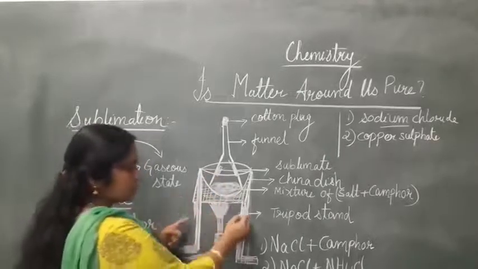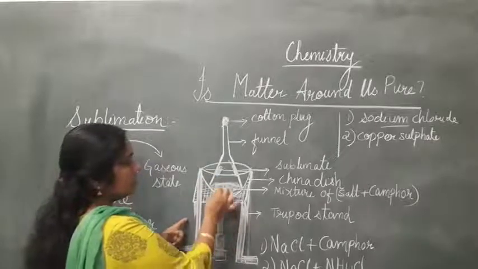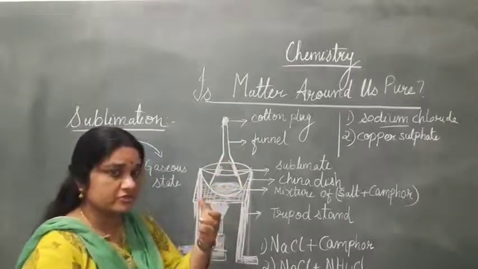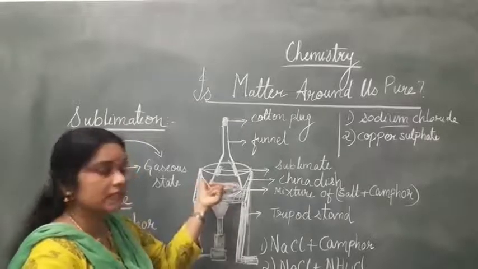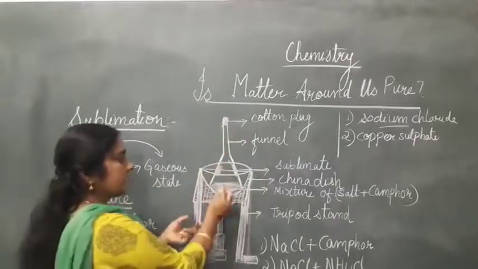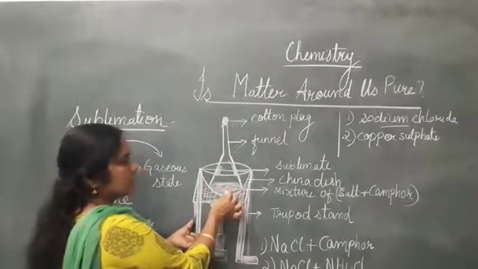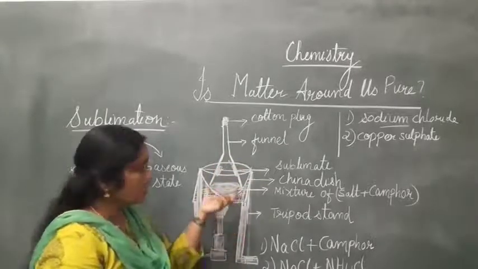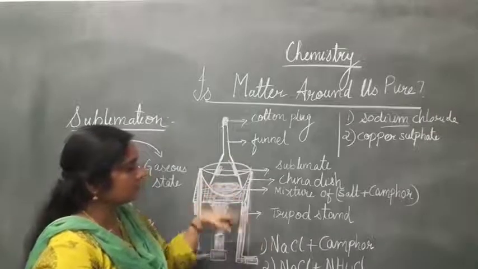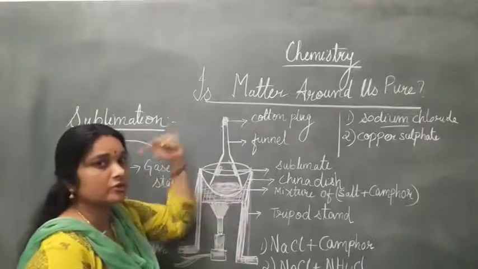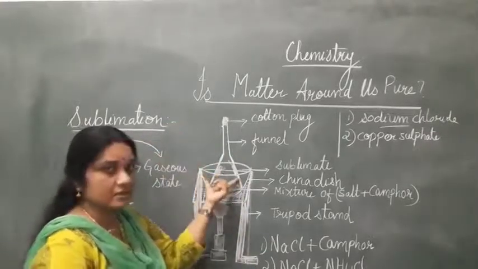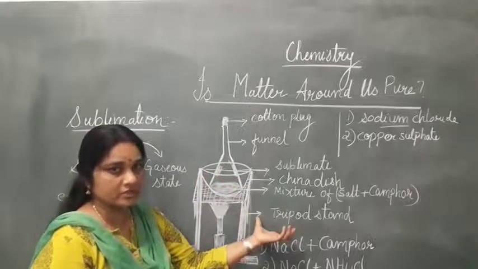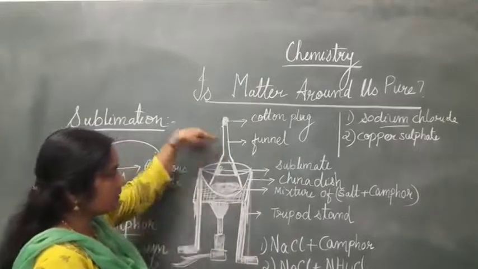Keep it on a tripod stand and then you have to take a funnel, which is used for filtration. The funnel is made of glass, so you can see it very clearly. Take the funnel, take a mixture inside the China dish, and keep the funnel inverted over it. Otherwise, this camphor will just vaporize out and you cannot collect it. So the reason you are keeping the funnel is so that you can also collect the camphor. That is one of the substances you can collect. So take a funnel, keep it inverted.